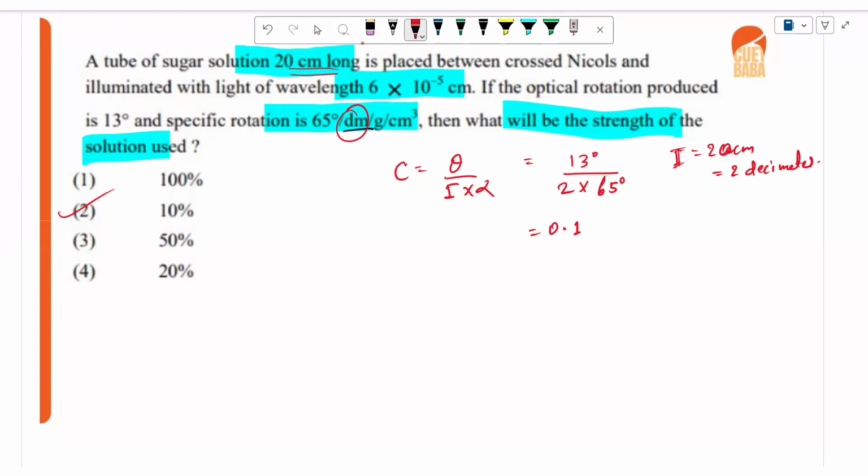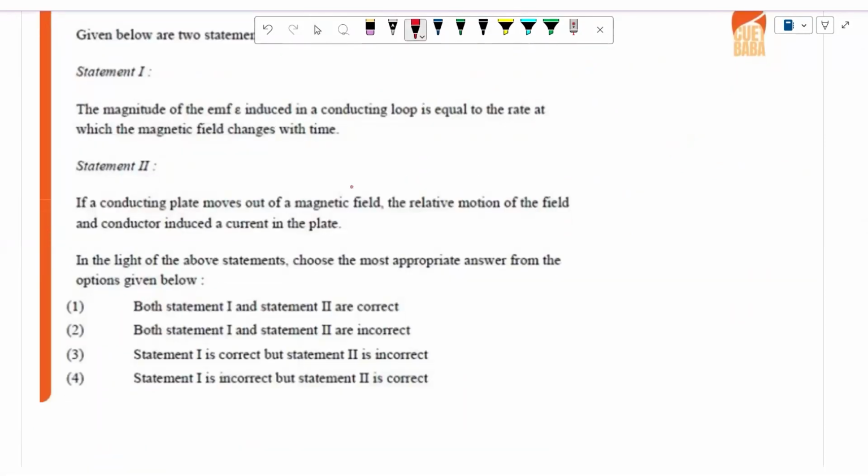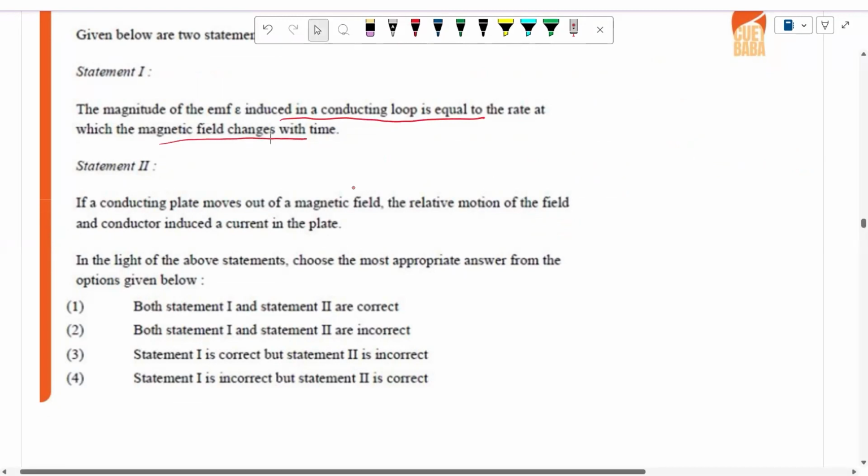let it be l. So 20 centimeter will be equal to 2 decimeter, and the formula for concentration is equal to theta upon l alpha, where alpha is a specific rotation. If you plug in all the values, you will get the answer 0.1, which will be equal to 10%.